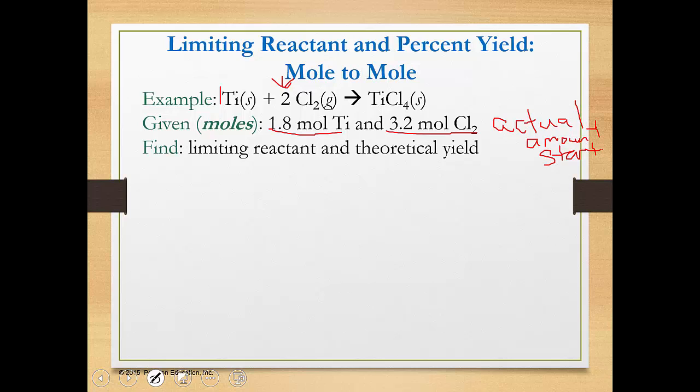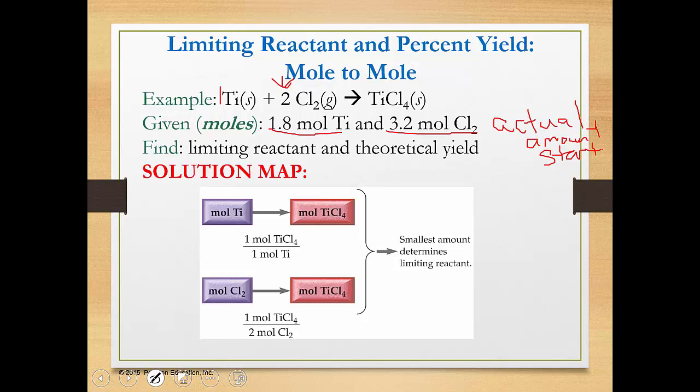I want to find the limiting reactant. Which one is going to limit the amount of titanium chloride I can make? Will it be the titanium or the chlorine? And then once I know that, what is the theoretical yield, the amount that I can make in terms of moles? All right, so here's our solution map.